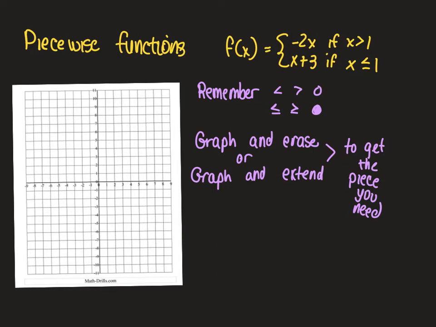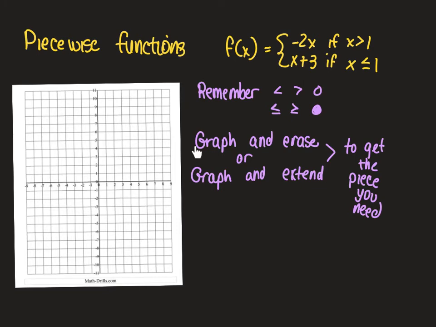I wanted to remind you from 7th grade, when you graphed inequalities, that greater than and less than have open dots. Greater than or equal to, less than or equal to: if it has a line underneath, then you do a colored in dot. So this one up here would be an open dot. This one down here is going to be a closed dot.